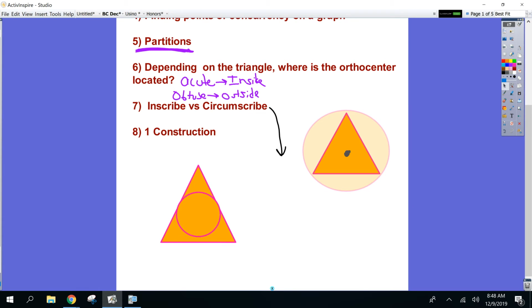Now where's the circle? Inscribed, so the center of this circle would be called the in-center, okay? And then one construction. I'm not going into any more detail. One construction. And I'm not going to be that sympathetic as far as partial credit goes on that one. You're supposed to do the circumcenter and you give me the in-center. I don't have much sympathy for you.